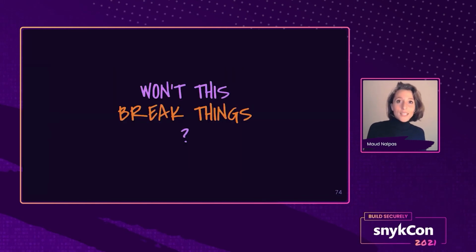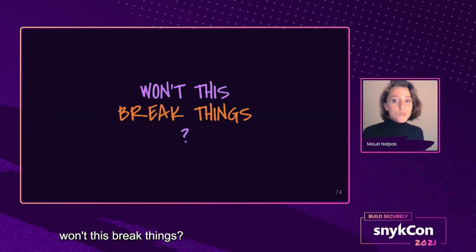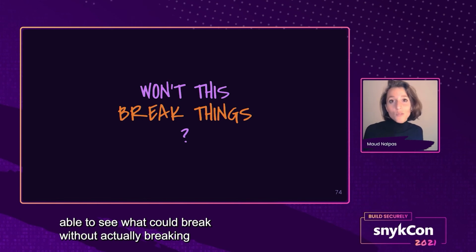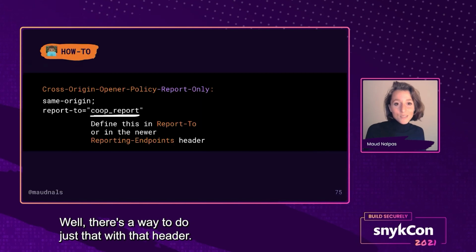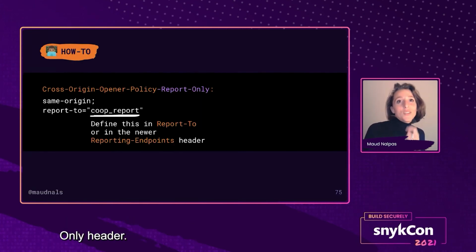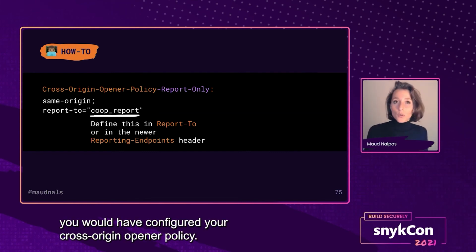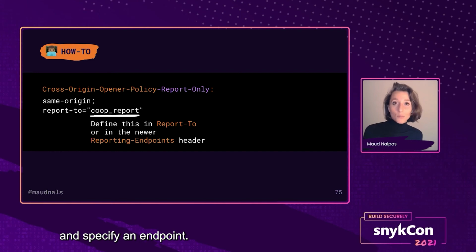So now maybe you're thinking, wait, if I change what windows can hold reference to mine, won't this break things? Well, it may. So it would be nice for you to be able to see what could break without actually breaking things, right? Well, there's a way to do that with a header. You can use the Cross-Origin-Opener-Policy-Report-Only header. And you would configure it in the same way you would have configured your Cross-Origin Opener Policy, plus you would add the report-to directive and specify an endpoint.